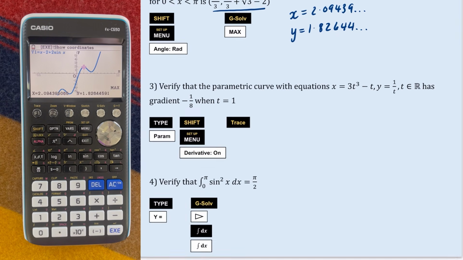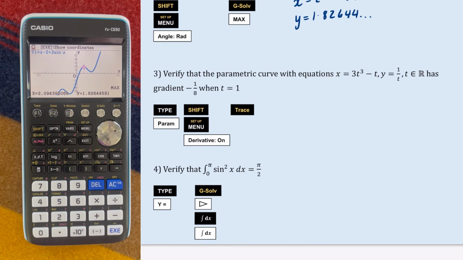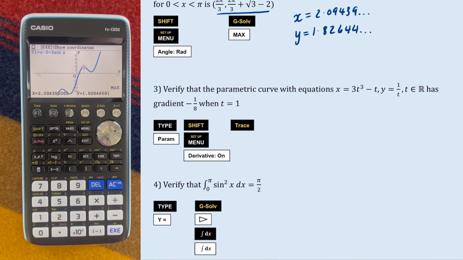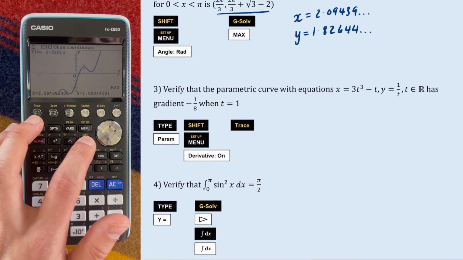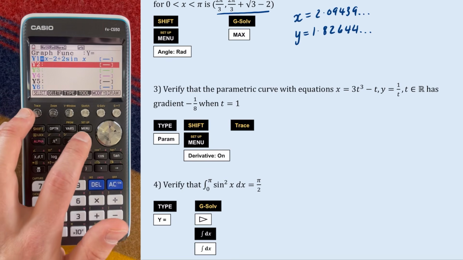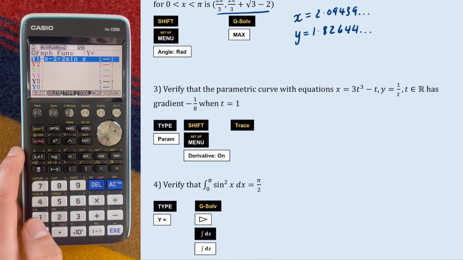So for question 3 that we've got here, we have another verify kind of question. It says verify that the parametric curve with these equations has gradient minus 1/8 when t equals 1. Okay, so let's jump back here and we're going to try and figure out how we can put in a parametric instead of a y equals.